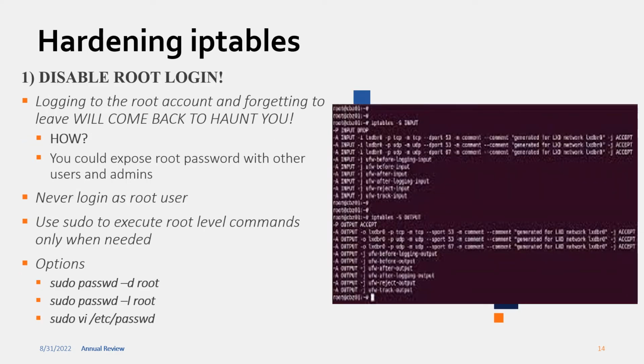Now, IP tables requires a bit more focus on being aware of what we're configuring. So the first thing we would do is disable any ability to log in directly to the root account because it's going to come back to haunt us. If we logged in and then forgot to log out, we would be exposing highly sensitive information about our account to other users and admins. So that's why sudo is recommended. That way we can execute any root level commands when needed and then keep our distance from the root account at other times. So there are multiple options in which we can disable the root login.